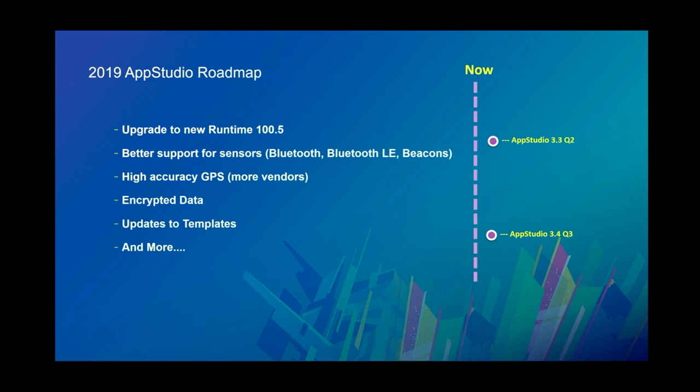Just where we are right now, a little bit about our roadmap. I won't talk much. We are in beta right now for version 3.3 of AppStudio. We plan to release that in April. We're moving to the newest version of runtime, which adds things like offline 3D scene packages. We have better support for some sensors, Bluetooth LE, and beacons. Erwin can show you a cool beacon demo later at the island if you'd like. We're continuing our support for high accuracy GNSS receivers. We're working on encrypted data, being able to encrypt data in a SQLite database in your app. We're updating the templates and a number of other things that we're working on and adding. So those are some of the things that are coming in this next release and throughout the year.